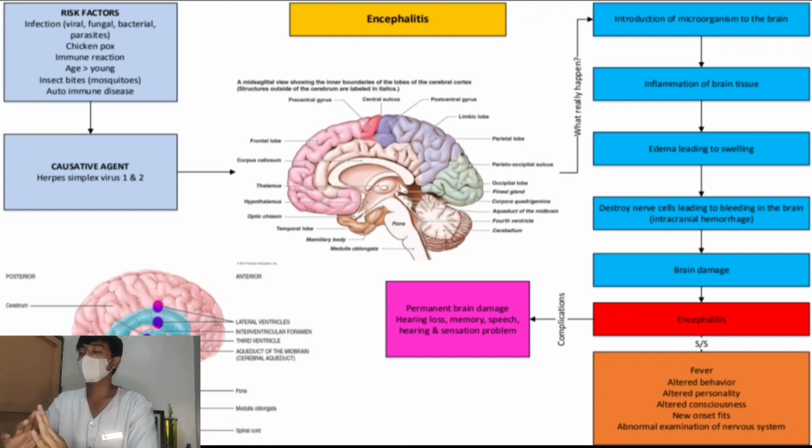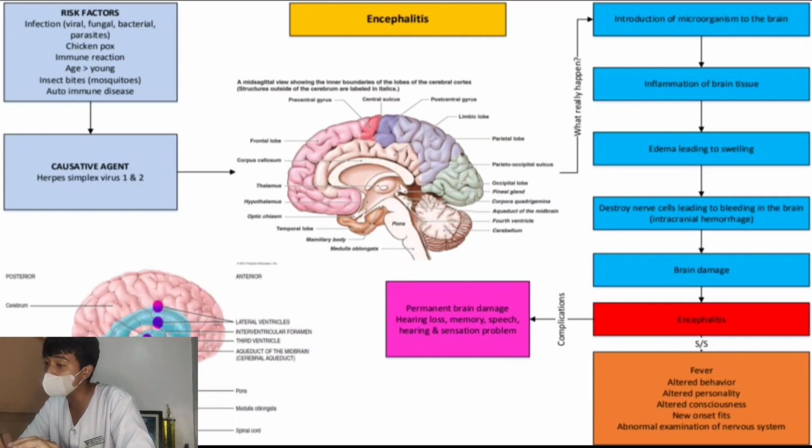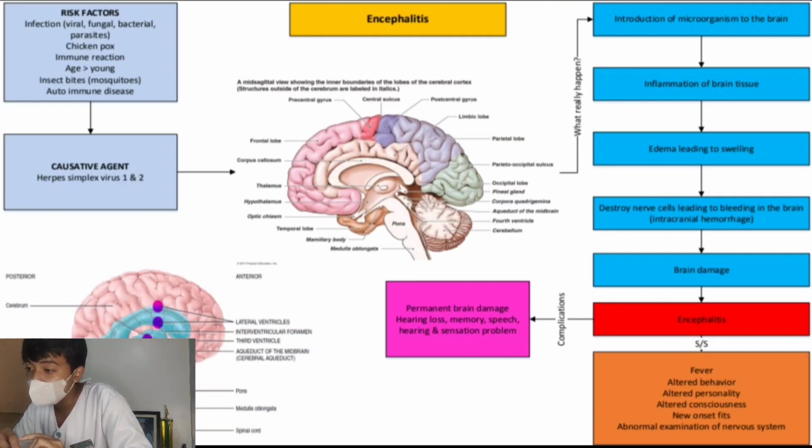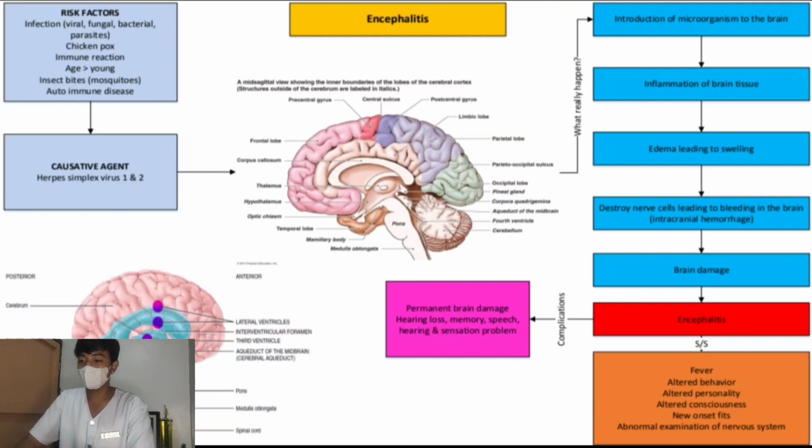Signs and symptoms are fever, altered behavior, altered personality, altered consciousness, new onset of fits, and abnormal examination of the nervous system. The complications are permanent brain damage, hearing loss, and memory, speech, hearing, and sensation problems.